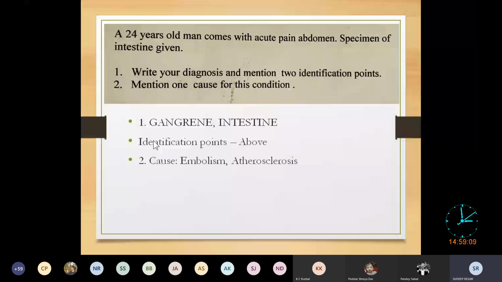Can someone say? Ischemia. Okay, ischemia. And ischemia can occur due to which conditions? Thrombosis, lack of blood supply. Okay, thrombosis, embolism, atherosclerosis. So whatever leads to obstruction of the blood flow to that area, those are all the causes for occurrence of this condition. Like thrombosis, embolism, atherosclerosis, these all are the causes.